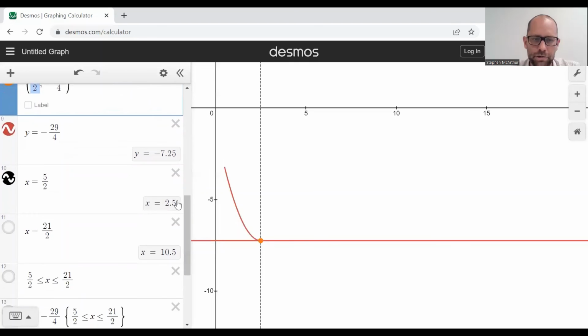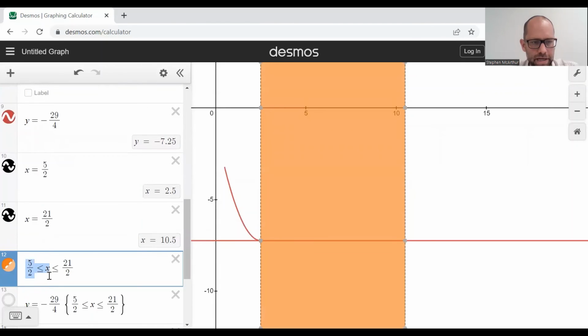So this is 2.5. I decided maybe I want the base of my skate ramp to be some units long. So I'm going to put another line over here, which is 10.5 or 21 over 2. So I'll do the same as I did before. That's the section in between. It's greater than or equal to 5.5. Sorry, I keep saying 5.5. It's 5/2, 2.5. I'm sorry about that. And it's got to be less than or equal to 21 over 2, which is 10.5.